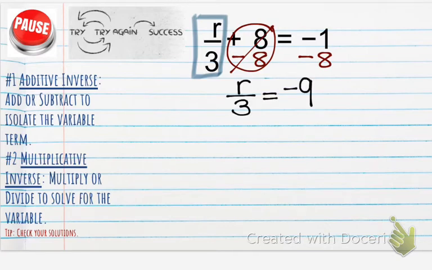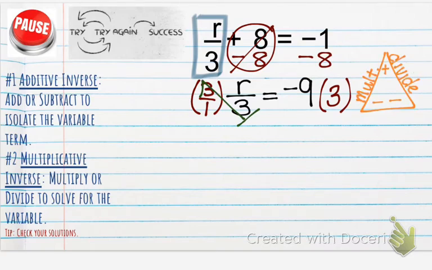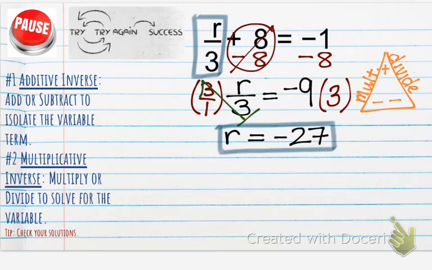I agree with you. So now we're going to do step 2, which is the multiplicative inverse. The r is being divided by a 3. What is the opposite of dividing by a 3? Multiplying both sides by a 3. I agree. We get a 1r. And now over here, what's a negative times a positive? A negative times a positive is a negative. Good. So therefore we get r equals negative 27 because 9 times 3 is 27.